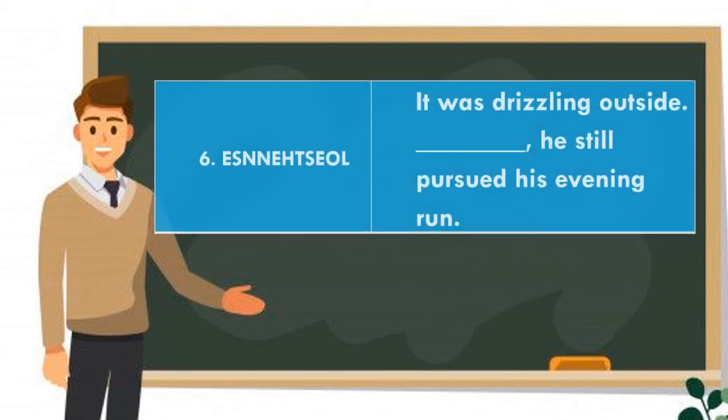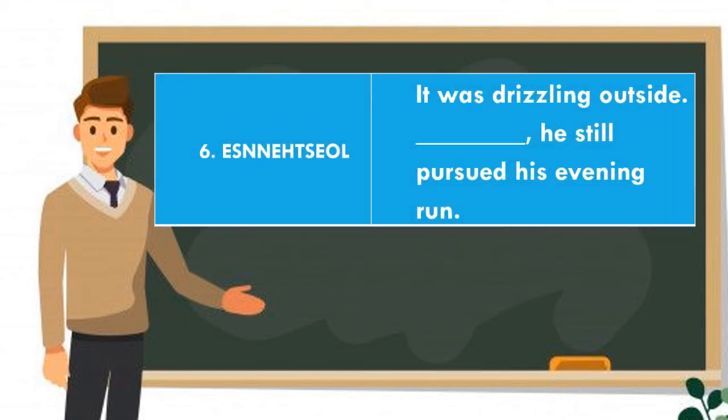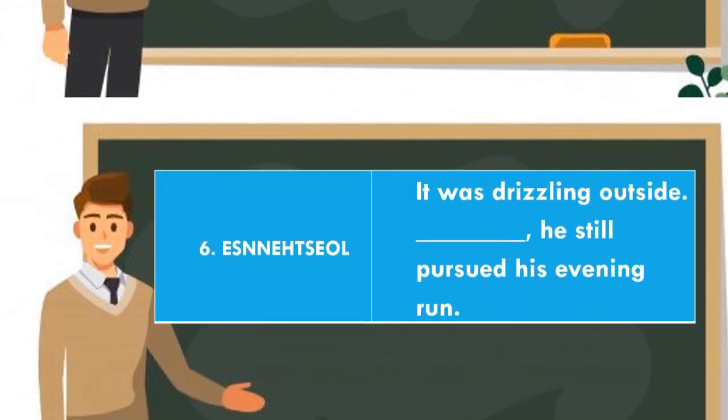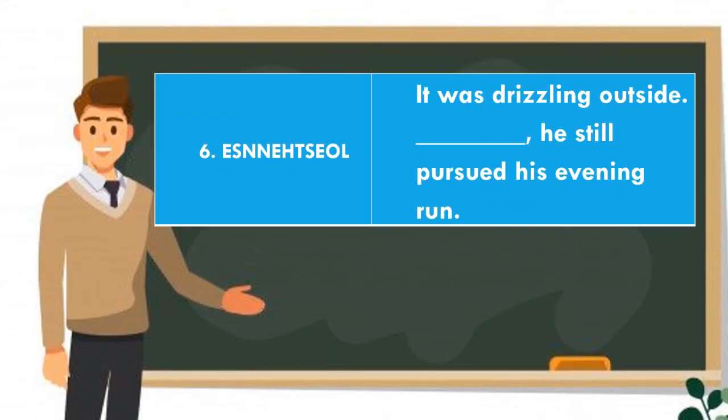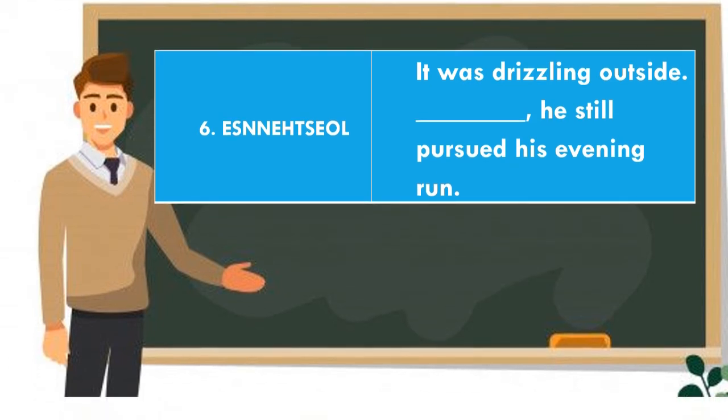Six. E S N N E H T S E O L. Sentence: it was drizzling outside. Blank, he still pursued his evening run.